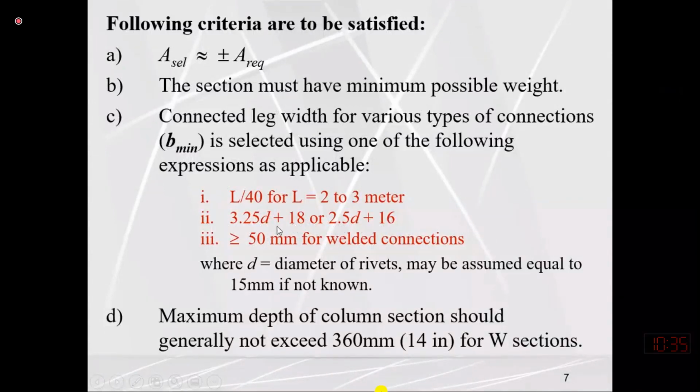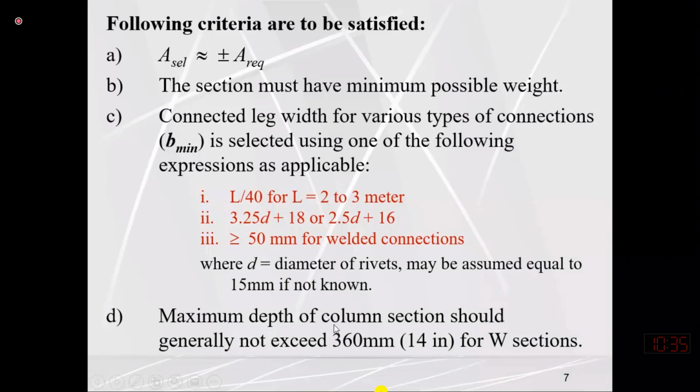If we are connecting the section only by one side, then B minimum is 2.5D plus 16, already discussed. And for a welded type of connection, we may require a minimum width of the section of 50 millimeter to provide the weld. And also we have discussed that at the start we do not know what diameter we are going to use for the connection. If the diameter is not given, you may assume a diameter of the fastener equal to 15 mm to compute B minimum.